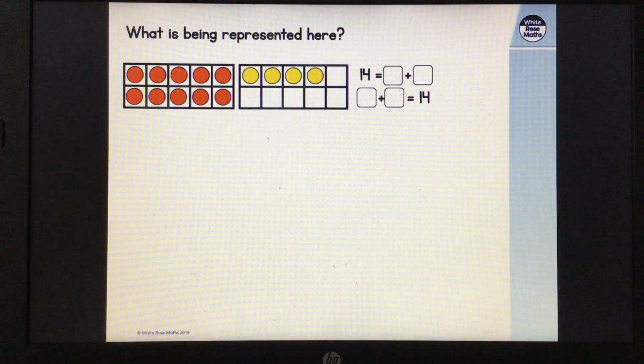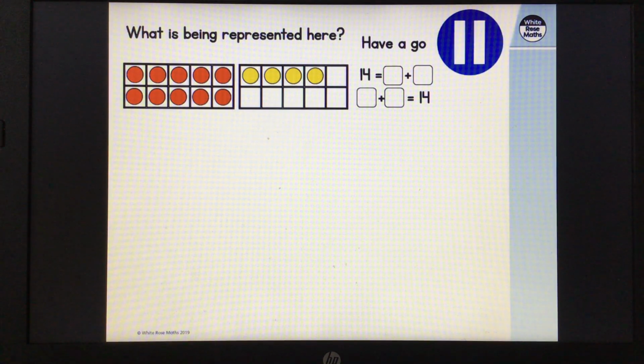And then that's something plus something. And then a second calculation, which I imagine will be very similar. Something plus something is 14. Do you think you can fill in those gaps? Why not pause the video here and have a go?